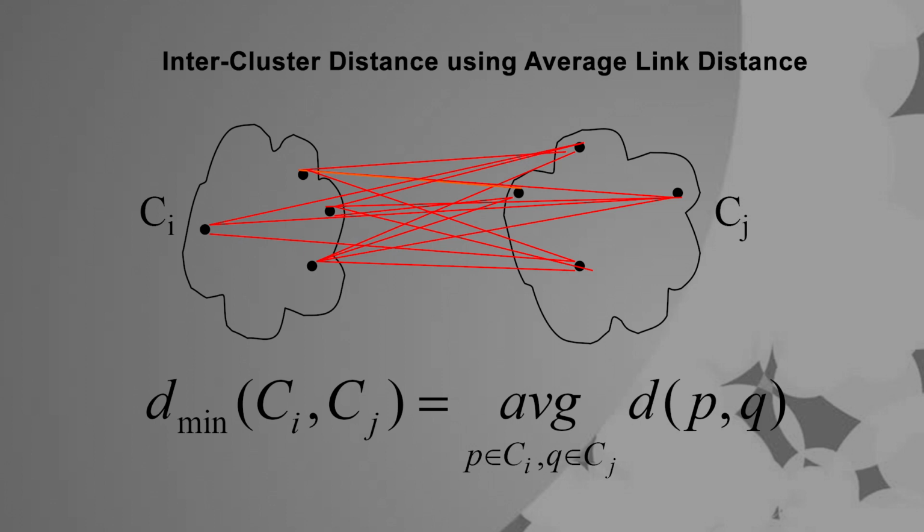As you can see in the visual, I have drawn all the lines. Then, after taking all these distances, I shall average it out, and that average distance is going to be my average link distance. The same thing is depicted in the equation. D min is equal to average of dpq, p belonging to Ci and q belonging to Cj.